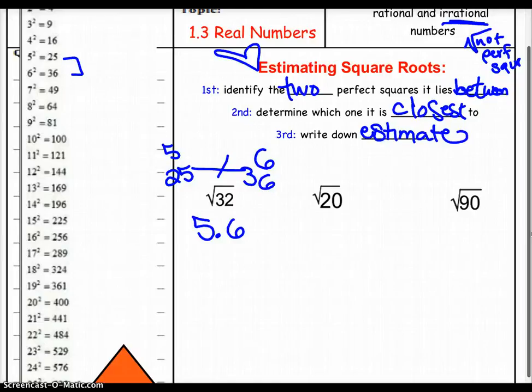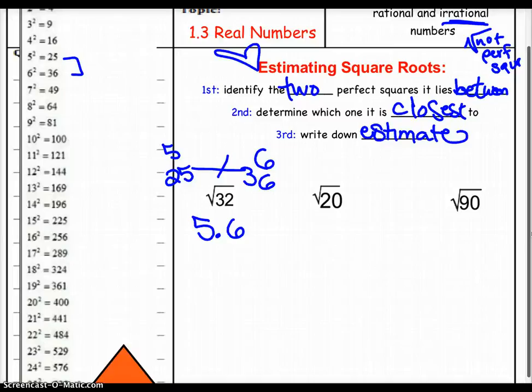You don't have to be exact. And this is where it gets fun. You can use your calculator to see how close you are. But I don't want you to use a calculator to tell the answer. So I do the square root of 32, and it's 5.65. I was really close.